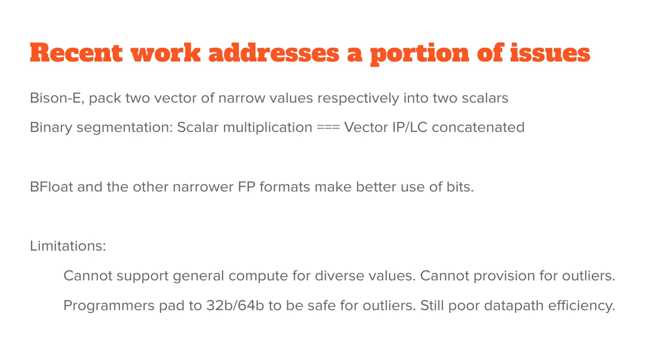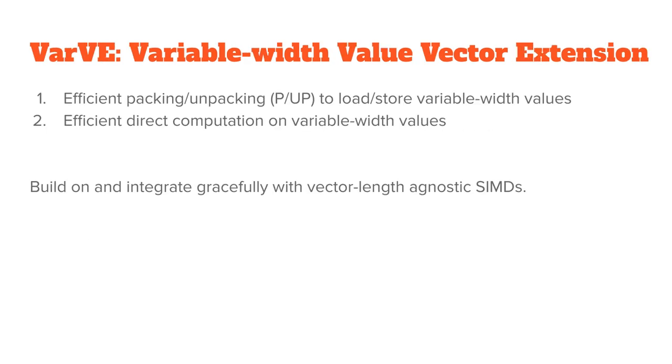Particularly, they cannot gracefully handle outliers, so programmers would continue padding values to a higher bit width, 32-bit or 64-bit, just to be safe for outliers, wasting padding bits in all places of the data path and resulting in poor efficiency. To address this, we designed VarVE, a vector extension providing ISA support for variable width values.